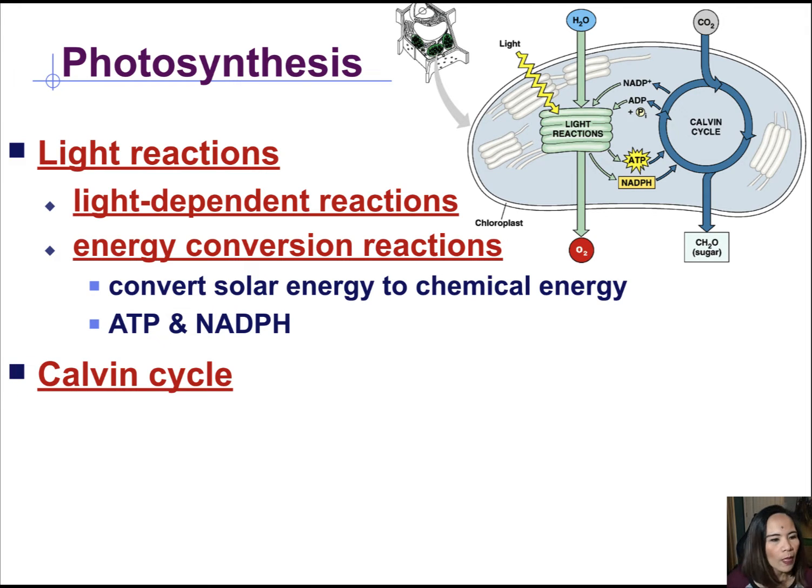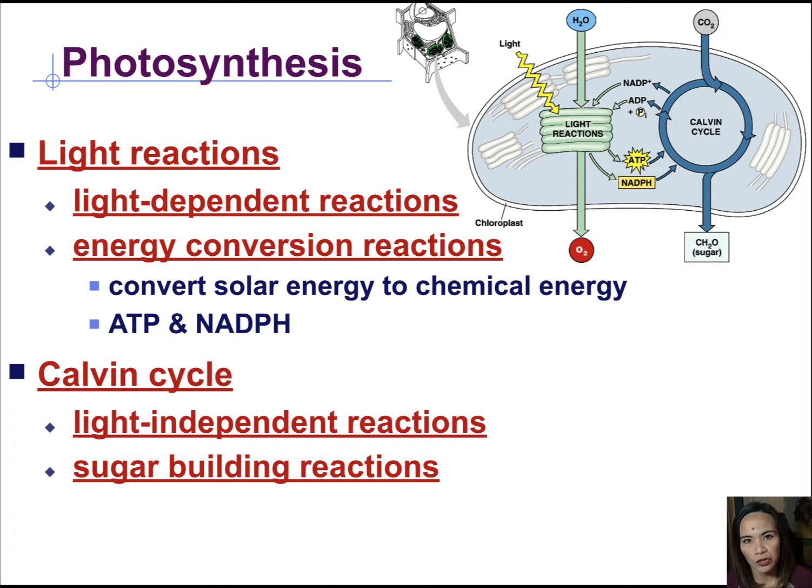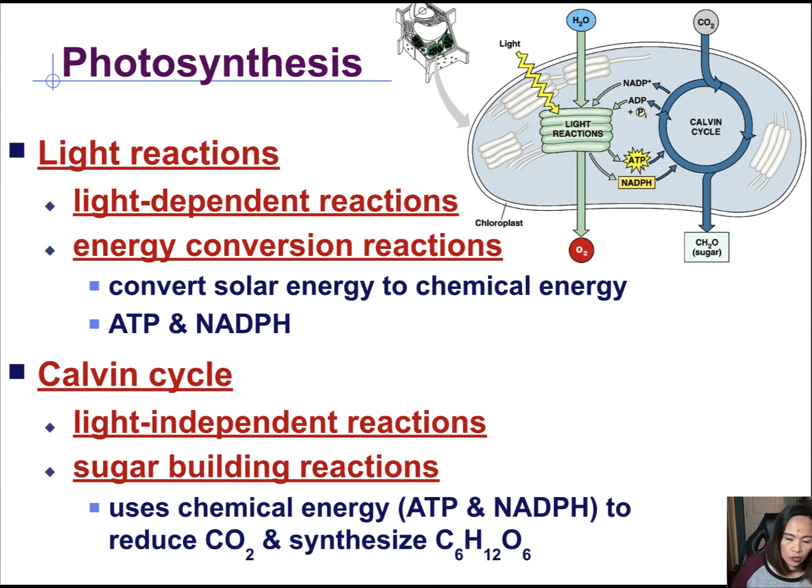And also, as soon as this light reaction happens, it drives in continuing on the Calvin cycle, wherein the Calvin cycle is basically still a light-dependent reaction, but this is where the sugar building is happening. So what it does is it uses the chemical energy, which is the ATP and NADPH, to reduce your carbon dioxide and synthesize C6H12O6, which is your glucose.